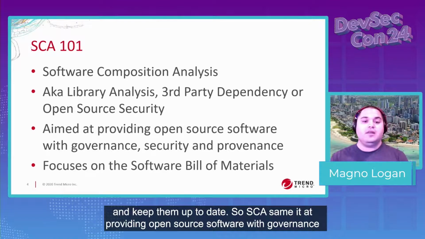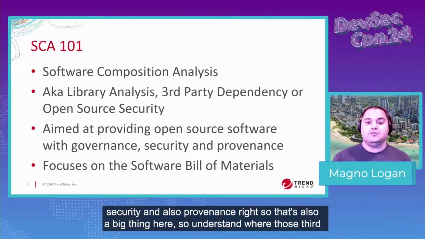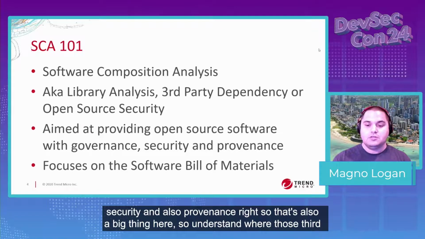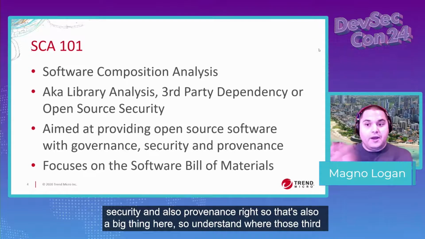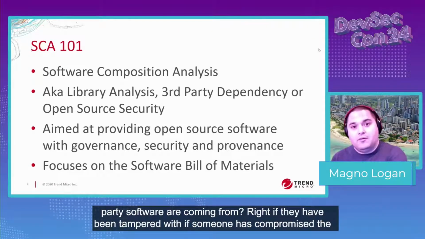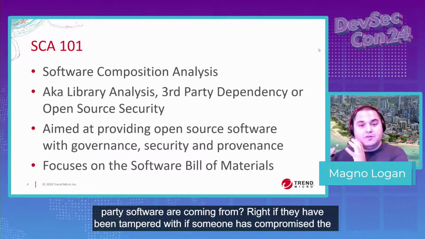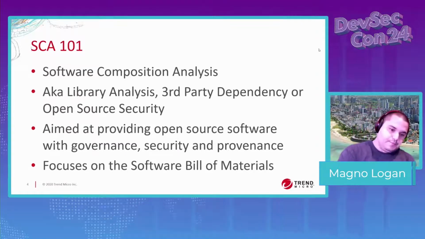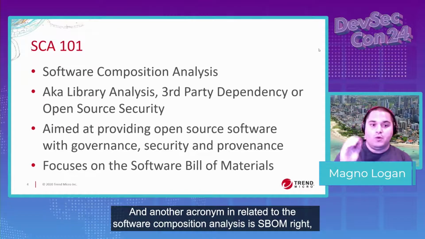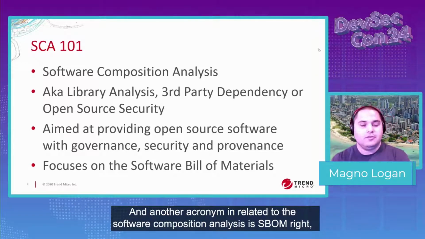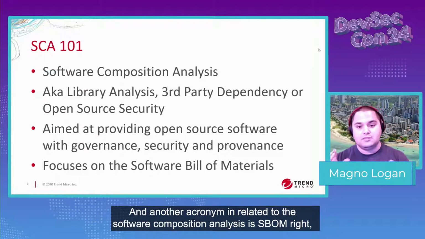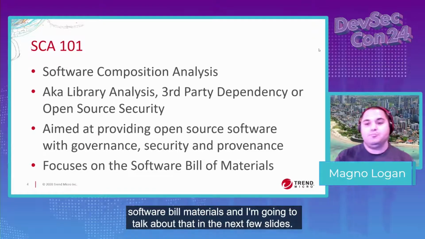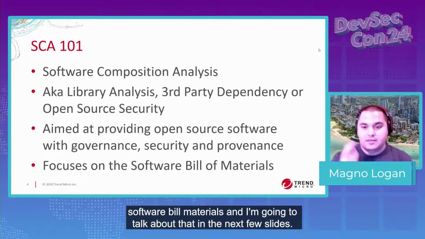So SCA is aimed at providing open source software with governance, security, and also provenance, right? That's also a big thing here. So understand where those third-party software are coming from. If they have been tampered with, if someone has compromised the repository of that developer or of that library that you're using. That's very important here. And another acronym related to software composition analysis is SBOM, Software Bill of Materials. I'm going to talk about that in the next few slides.